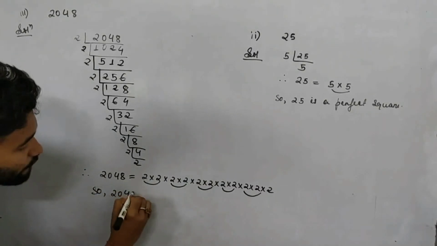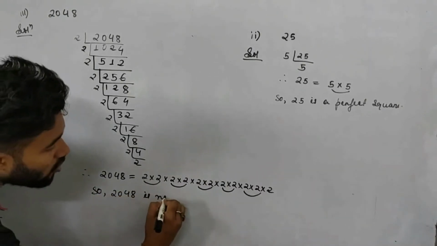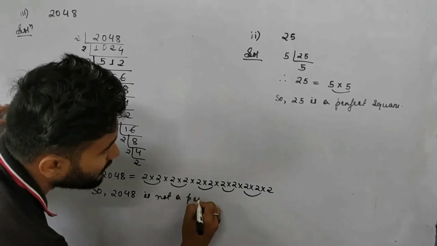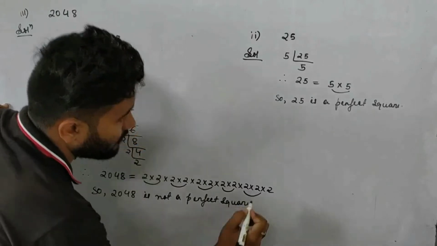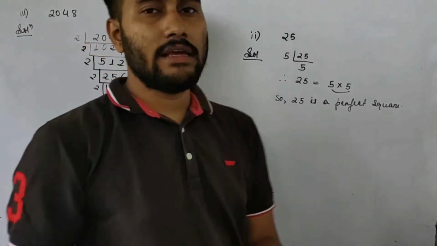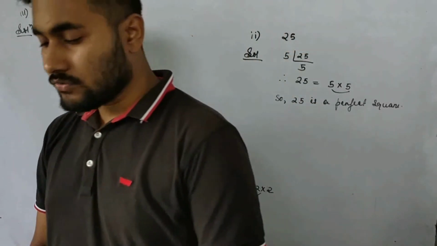So 2048 is not a perfect square. So 2048 is not a perfect square. Understood? We have got the answer, right?